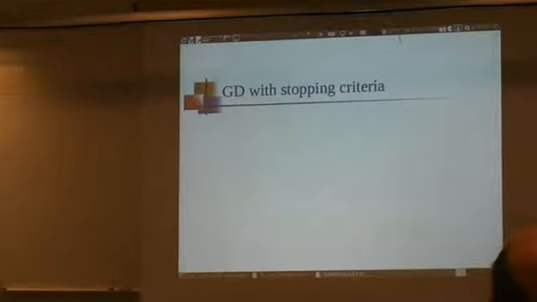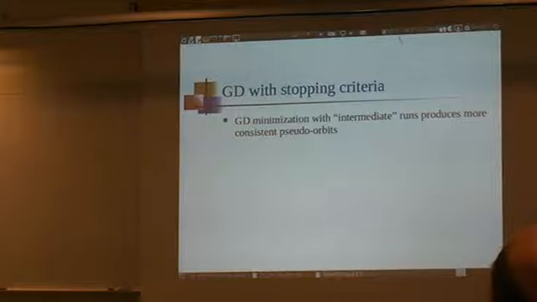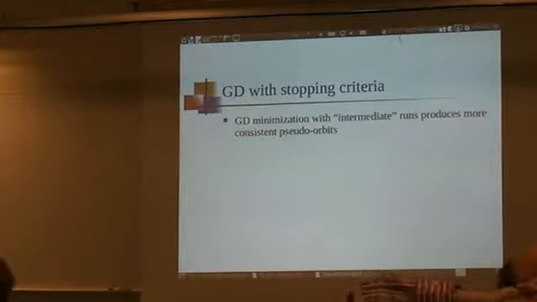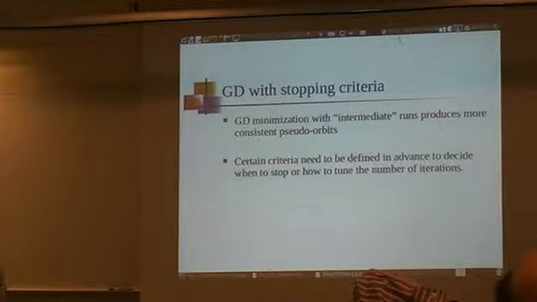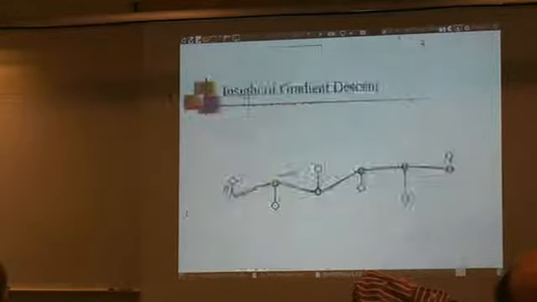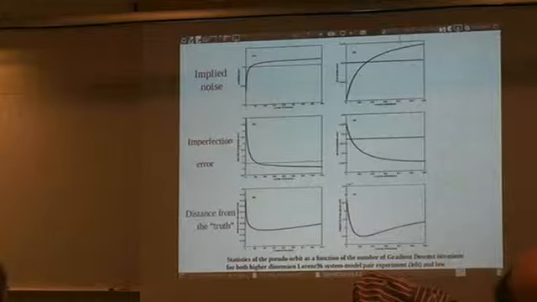Our conclusion from the statistics is that gradient descent minimization with intermediate runs produces more consistent pseudo-orbits. We can generate a pseudo-orbit whose implied noise and imperfection error are consistent with the noise level and the model error. And we need some criteria to define when we stop the gradient descent. We could use, for example, this graph, but the model error and the truth we don't know, so we couldn't find the minimum.